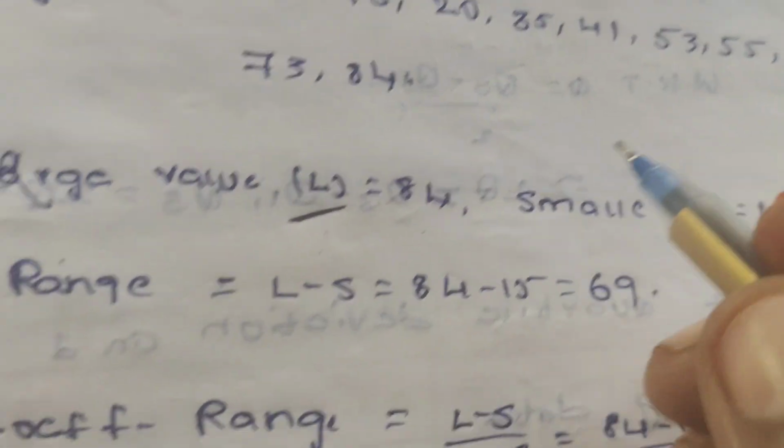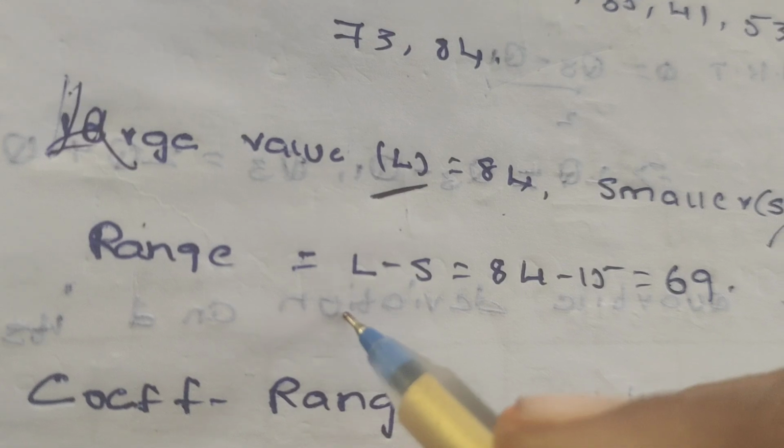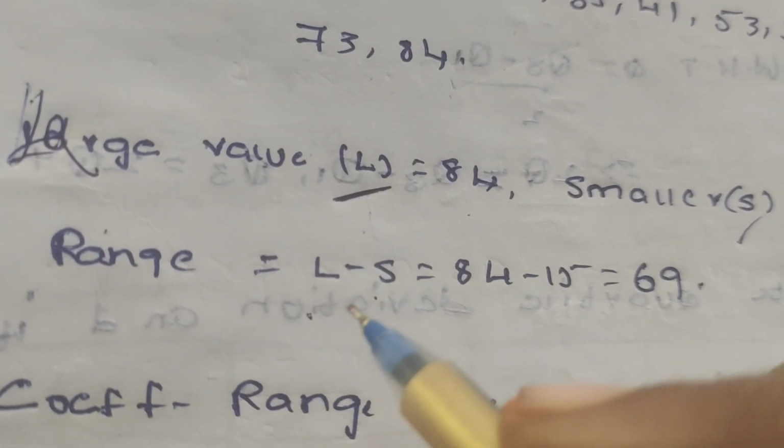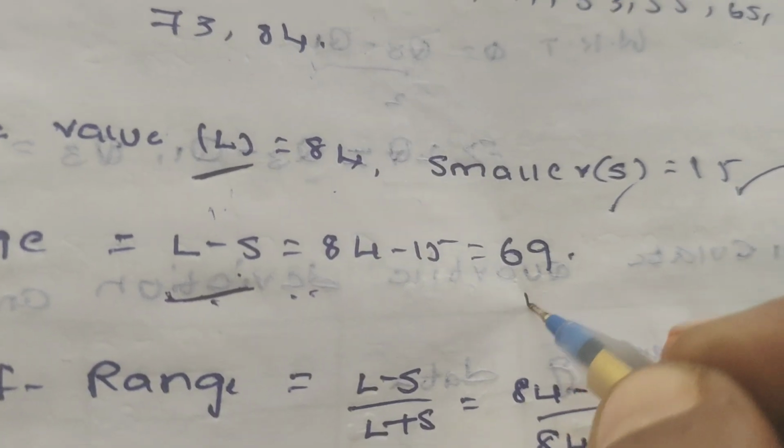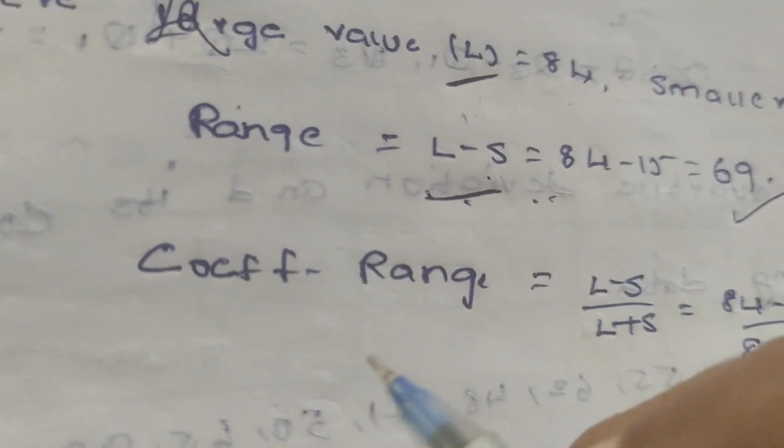In this given data, range means the formula: largest value minus smallest value, therefore L minus S, 84 minus 15, that is 69.